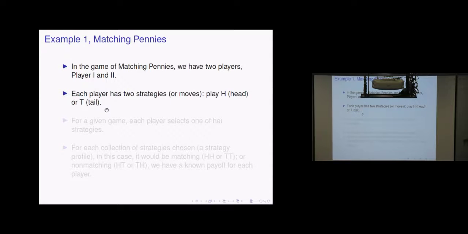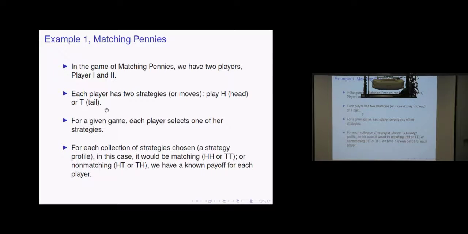And each player has two strategies or two moves. In matching pennies, you have pennies, a coin. You show each other the coin. So each player has two strategies: either you play head or tail. You show the other person the coin in your hand, whether it's head or tail. So these are the two possible moves, H or T. Now for a given game, each player selects one of the strategies, either head or tail.